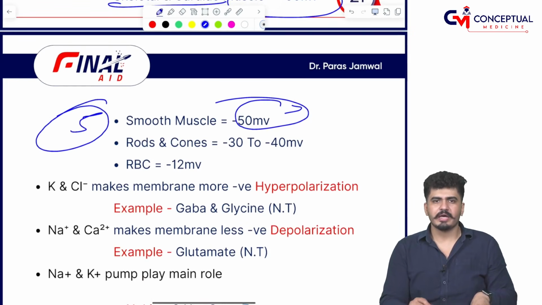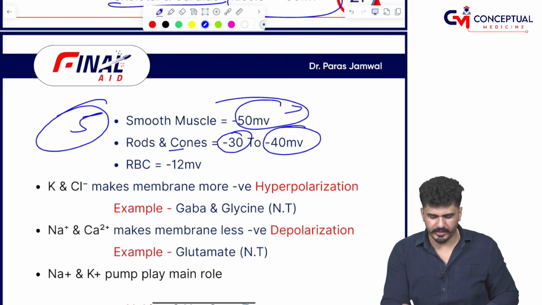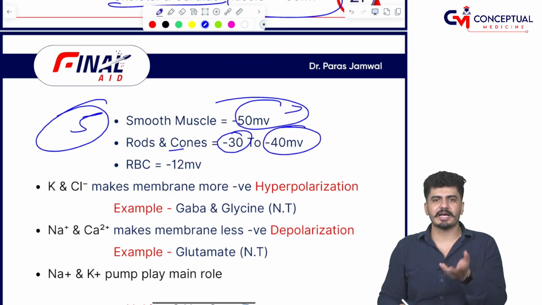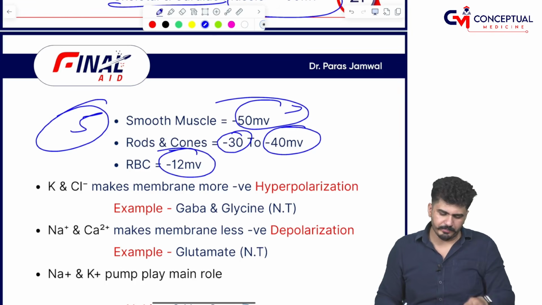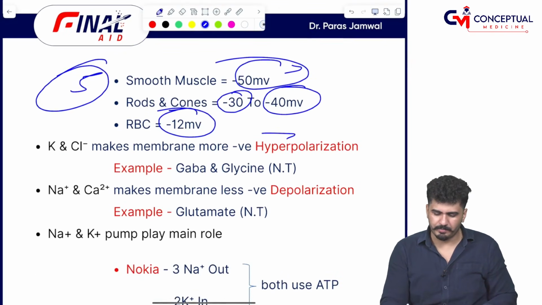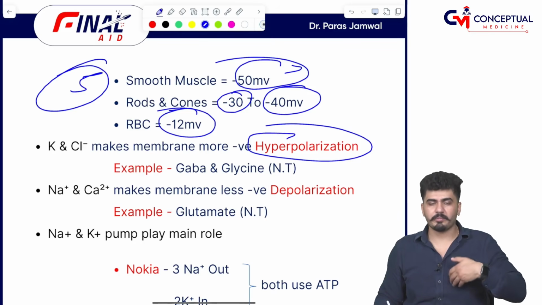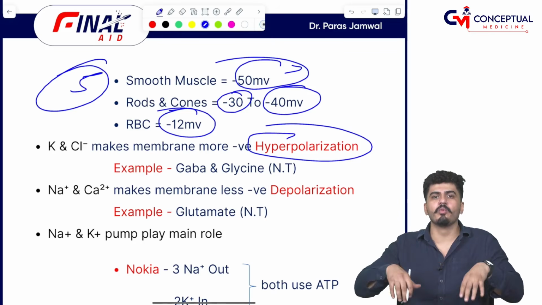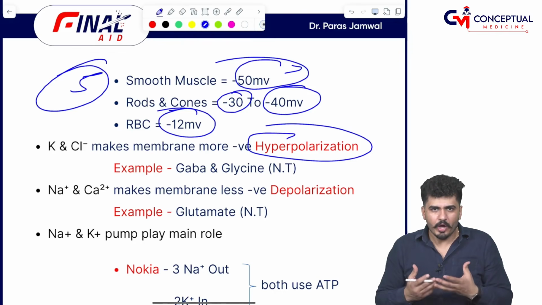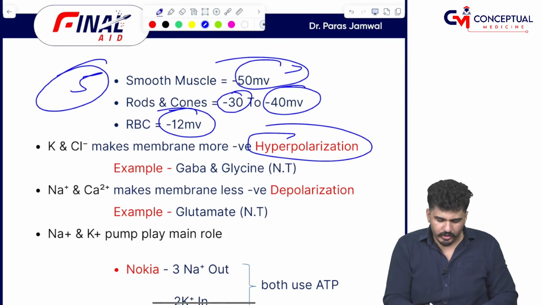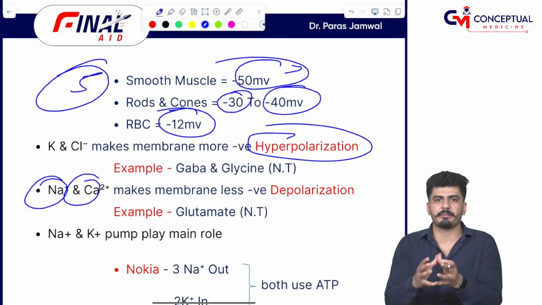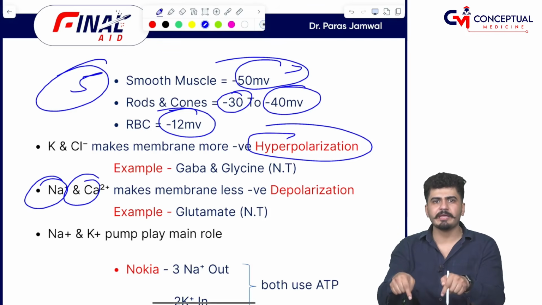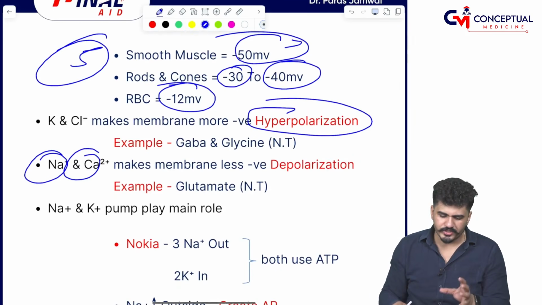Rods and cones, remember 30, 3 types of cones are there, -30, -40. RBC sounding like a raat ke 12 baje, -12 millivolt. Done. Now potassium and chloride make the membrane more hyperpolarized, more negativity, more relaxation. Sodium and calcium are making the membrane less negative. That means depolarization is happening. So hyperpolarization, depolarization. My dear friends, who is doing that?